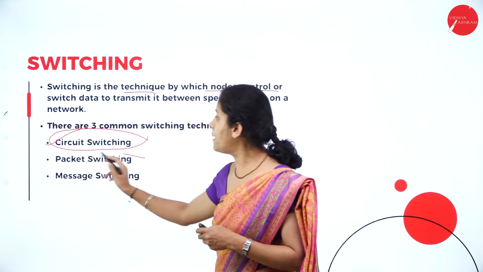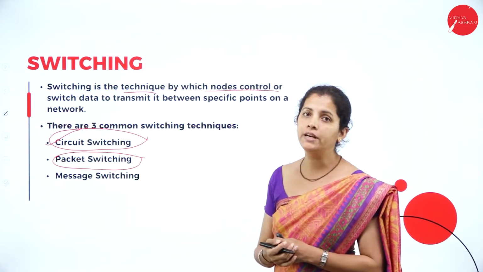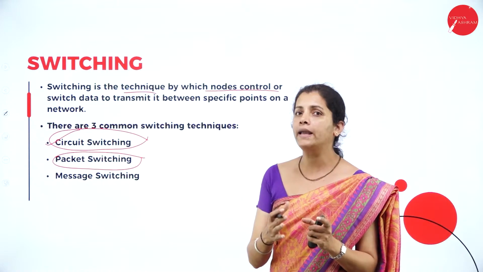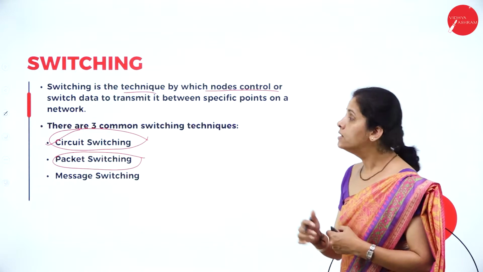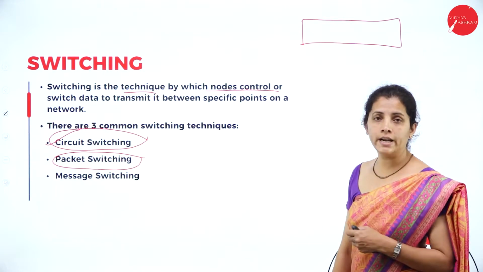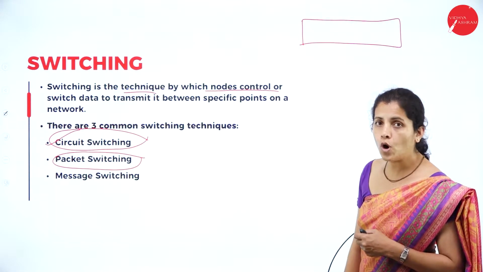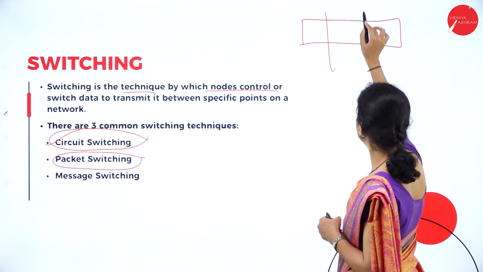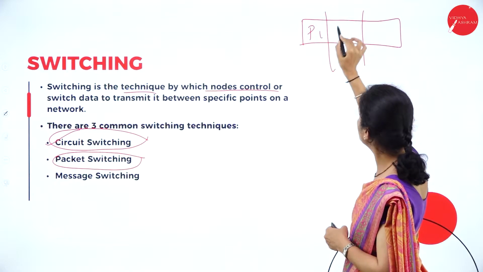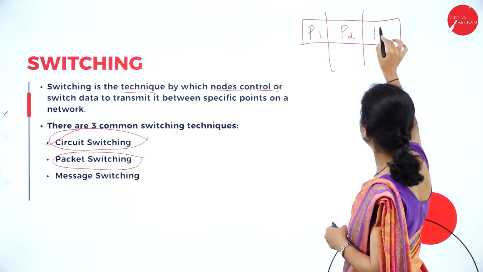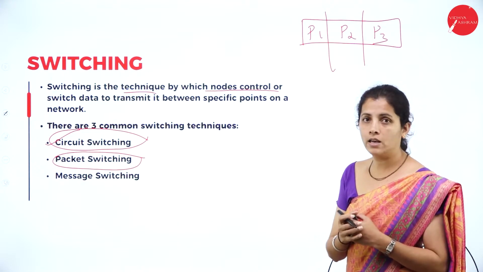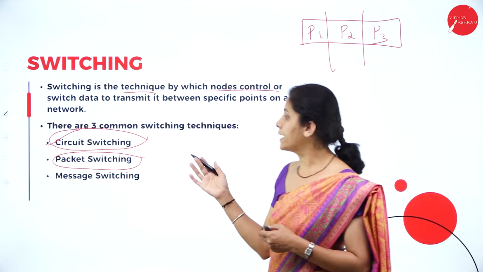If I consider packet switching, as the name itself indicates, the data are transferred in the form of packets. So what is a packet here? Think that I have data and the size of the data is very large. So I'm going to break this data into three different packets: packet 1, packet 2 and packet 3. And I'm going to send the packets one after another. So that is my packet switching.